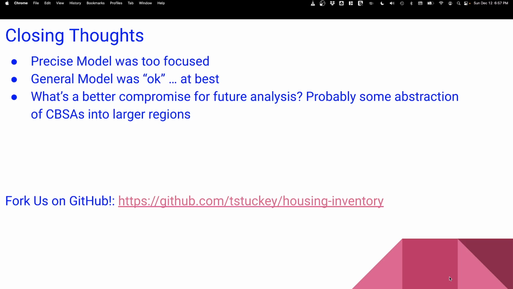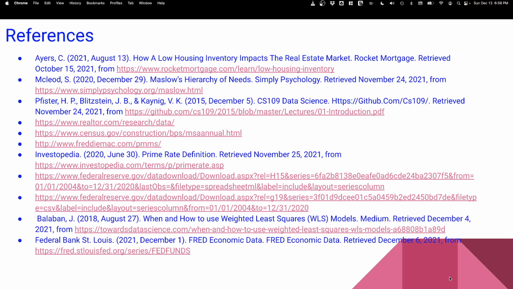So to close out, our precise model was far too focused. General model was okay at best. Certainly there's things that could be looked at with regionalizing CVSA codes, perhaps reducing some of the heteroscedasticity that we saw in the building permits. So I encourage everyone to fork this analysis on GitHub and take it to the next level.